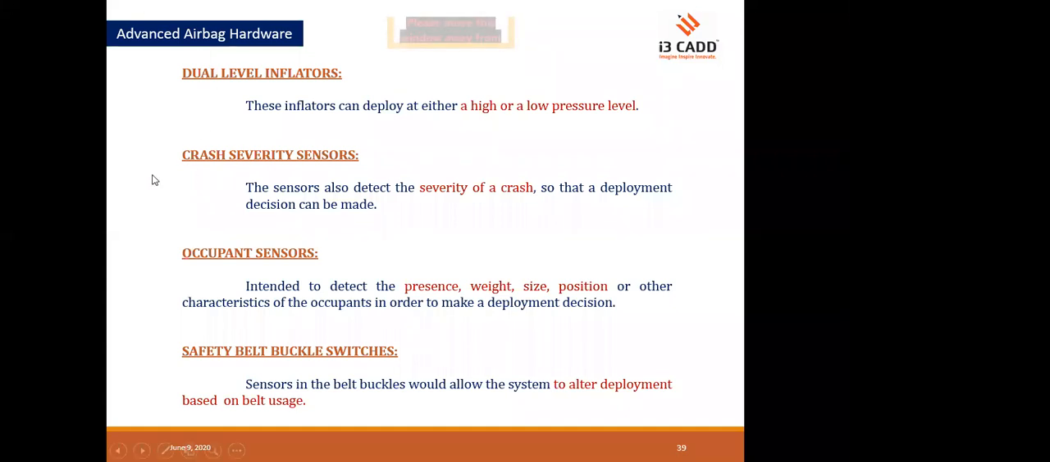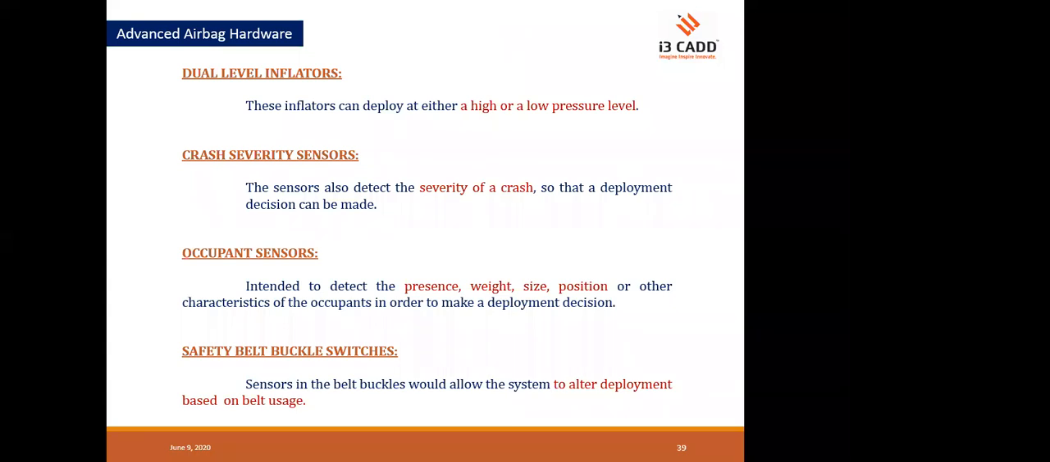Right? Crash severity sensor, and then the occupant sensor, one of the most intelligent sensors used in airbags nowadays, because these sensors are intended to detect the presence, weight, size, position and other characteristics of the occupants in order to make deployment decisions. Imagine a vehicle has met with an accident, but there is only a driver in the vehicle, no passenger. Then what's the use of inflating the passenger airbag? You have to spend 75,000 rupees to replace that, which is not at all useful because there is no occupant in the seat.